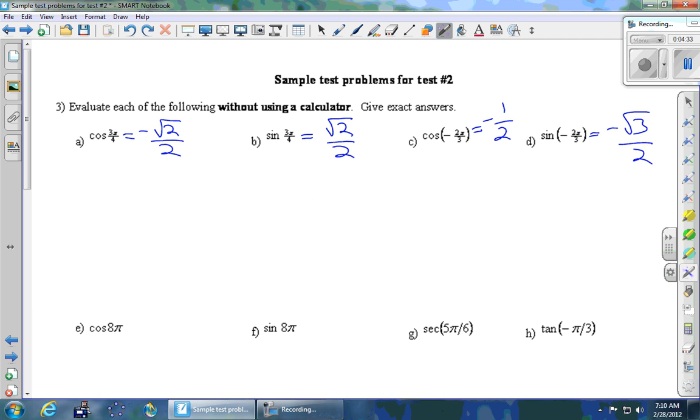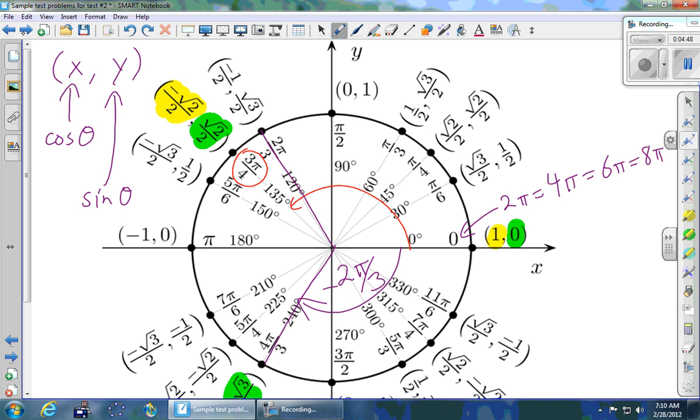So the cosine of 8 pi is 1, and the sine of 8 pi is 0. Part G, the secant of 5 pi over 6. So let's find 5 pi over 6 in our picture. Let's see, 5 pi over 6 is this angle.